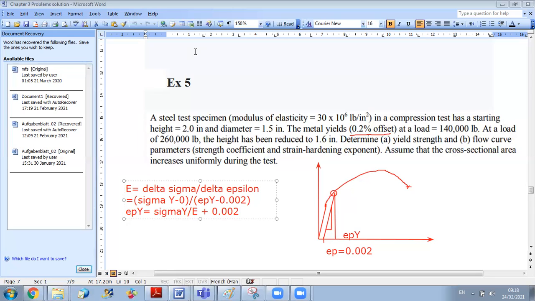Because epsilon yield is counted from 0. Right? It's counted from here, while delta epsilon is counted from here. This is why, to obtain the total epsilon value, I should add this part, which is 0.002. Okay?